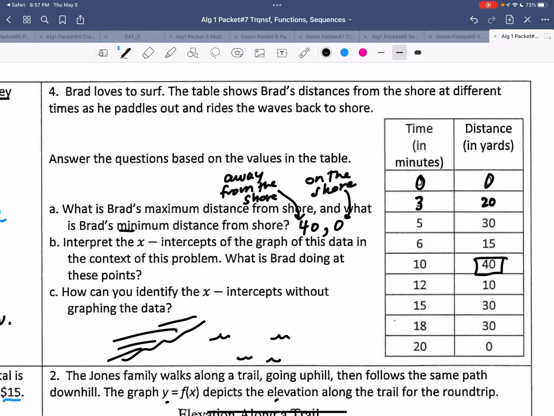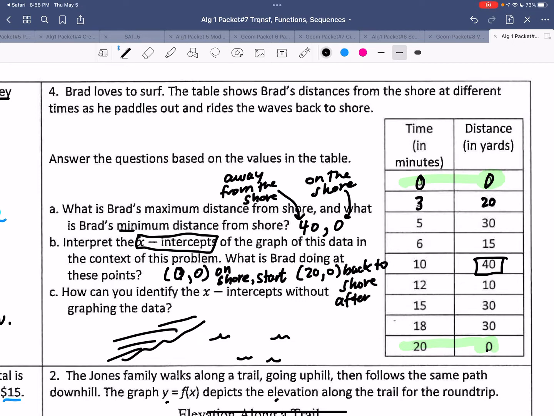It says interpret the X-intercepts. So X-intercept is where we have an X value and Y is 0. So that's what an X-intercept is. So let's identify that. Y is 0 and Y is 0. All right, what is Brad doing at each of these points? So at the first point, 0, 0, he's on the shore and he's just starting, right? He hasn't left the shore. In the last one, he's back to shore. So at 20, 0, he's back to shore after surfing 20 minutes.